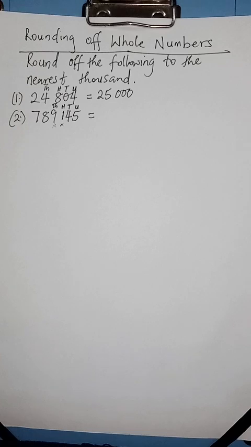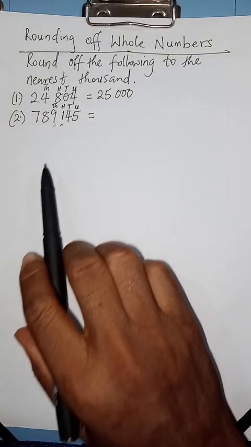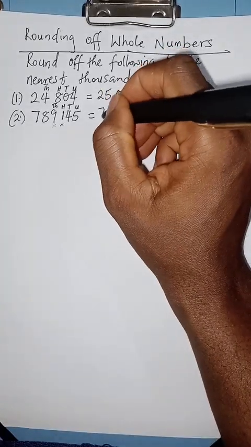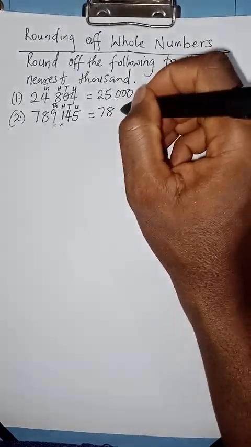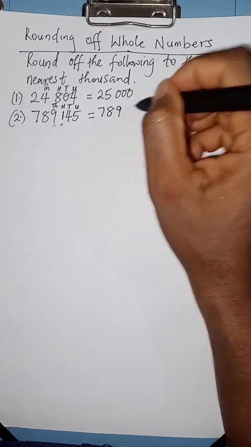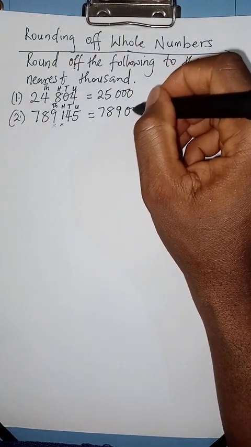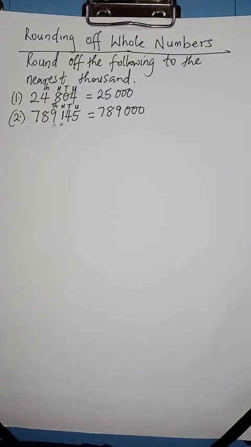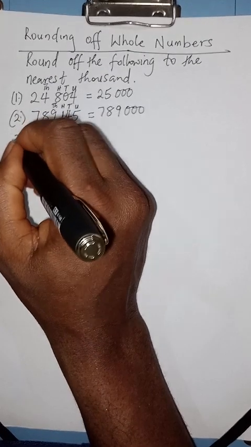Now we'll check the digit under the hundred. Is it greater than 4? Is it up to 5, 6, 7, 8, 9? Any of those numbers? No. It's 1, which means I'm going to round down. So which means I'll retain the number. I will not add 1 to the thousand. It will be 789 and convert the digits at the front to 0, 0, 0. So this is 789,000.